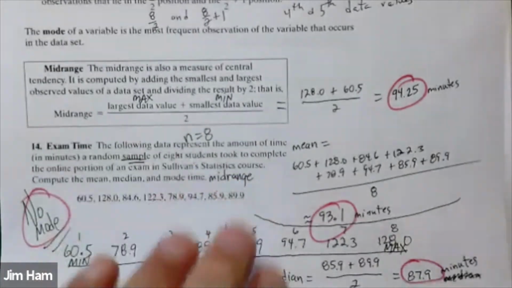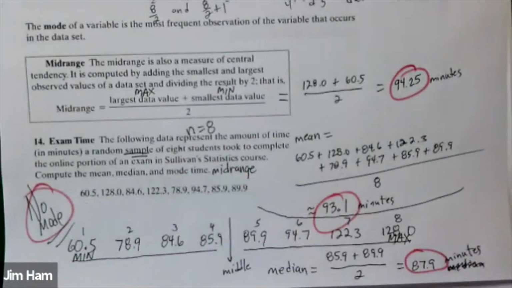All right, so here are our answers. They all represent the measure of the center, so they all should be fairly close. Although if you've got a data set that's widely skewed, they're not going to be the same. And in this case, we didn't have a mode.